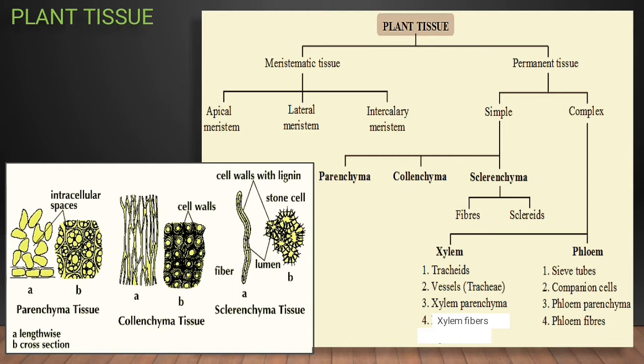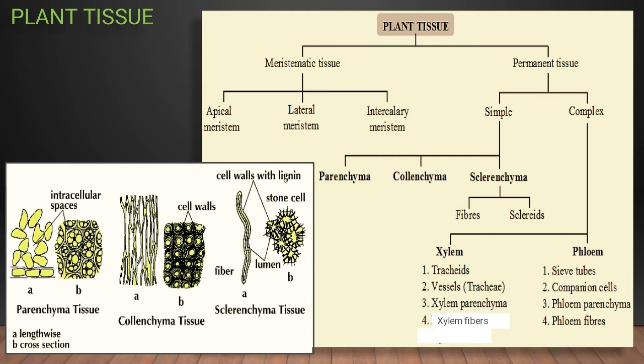When we say simple permanent tissue, these are known as homogeneous tissues. They are made up of a single cell type, usually with the same origin, structure, and function. The simple permanent tissue is further classified into three types. We have the parenchyma, collenchyma, and sclerenchyma.